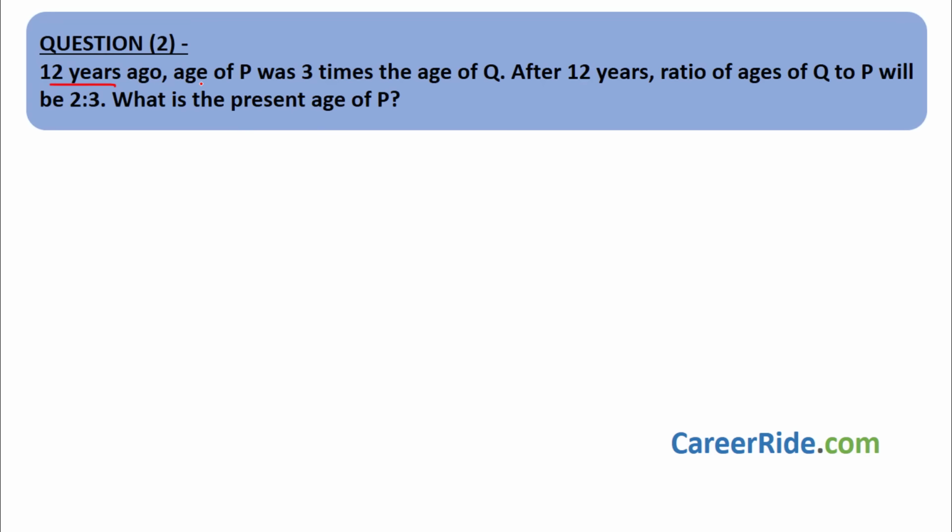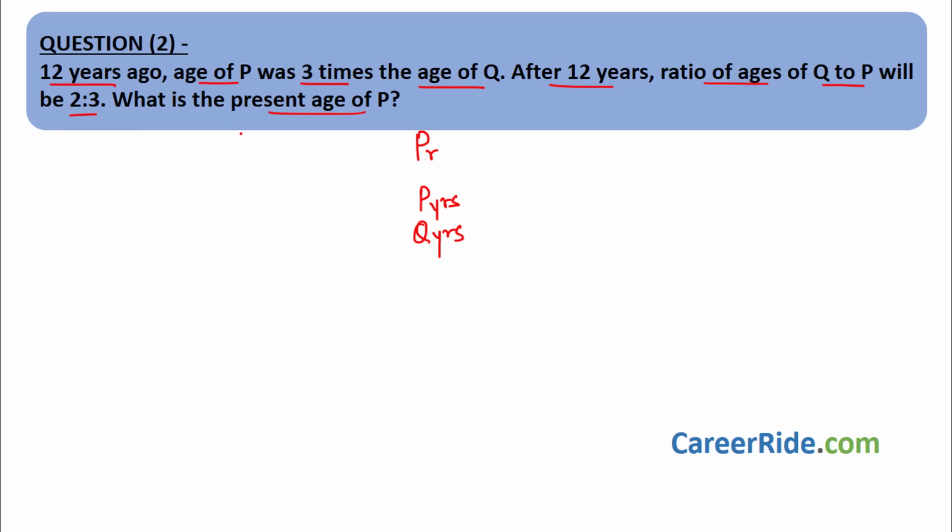12 years ago, the age of P was 3 times the age of Q. After 12 years, the ratio of ages of Q to P will be 2:3. What is the present age of P? Again, this is an easy one. Let's start. Let the present age of P be P years, and the present age of Q be Q years.